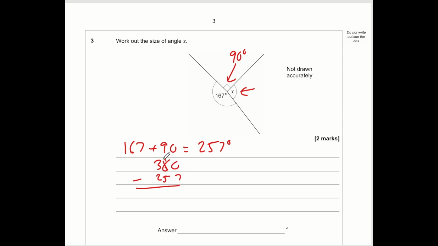6, turn that into a 5 so that the 0 becomes 10. 10 take 7 is 3. 5 take 5 is 0. 3 take 2 is 1. So this angle here is 103 degrees.